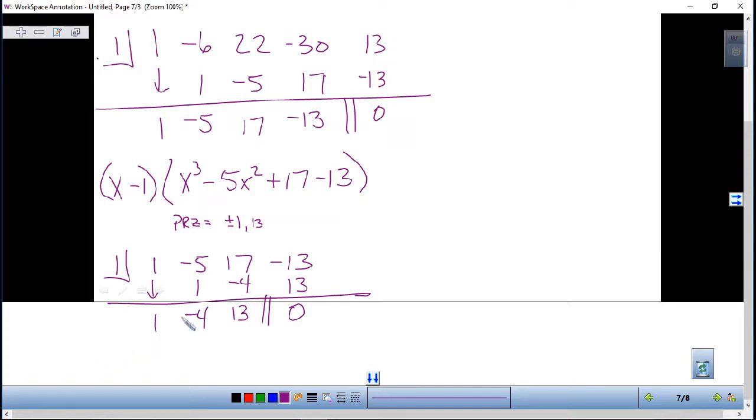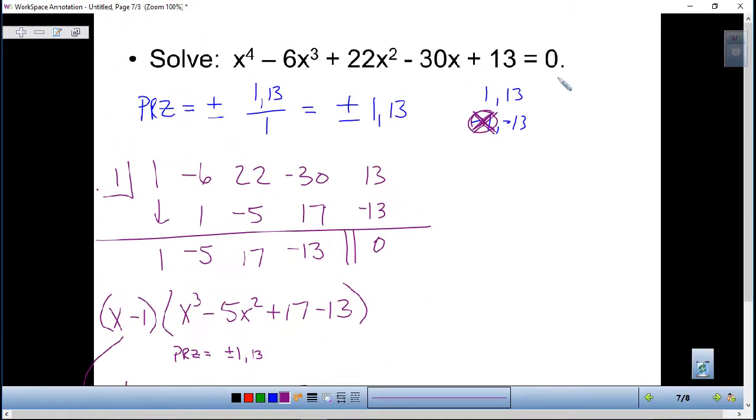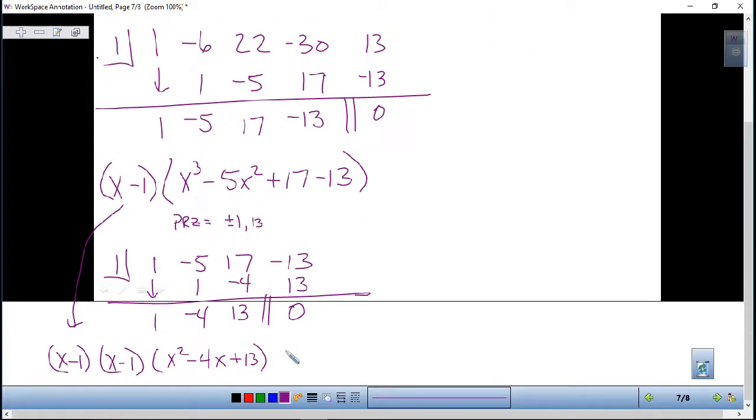So now from this, what do we know? We've got to bring this 0 down. So we've got x minus 1. We've got to bring this 0 down. We've got another x minus 1. And then we've got this polynomial right here, which is x squared minus 4x plus 13. And this thing is, remember, set equal to 0 up here. So even down here, this is equal to 0, and I didn't write it here.